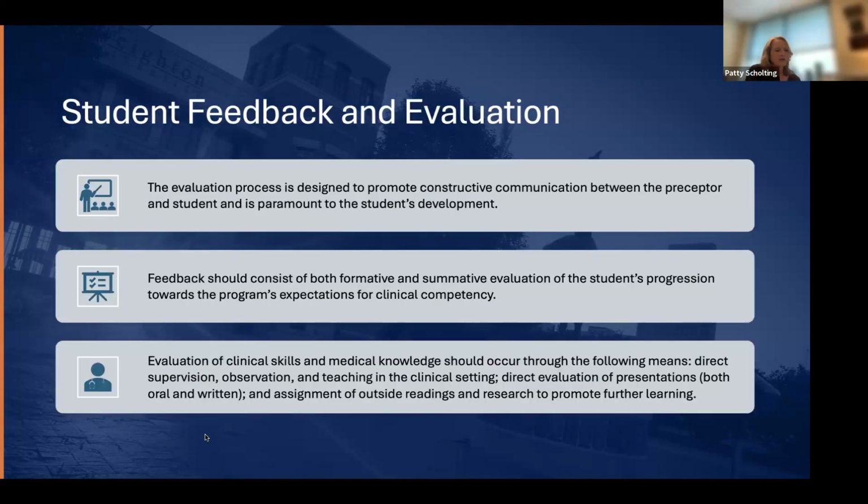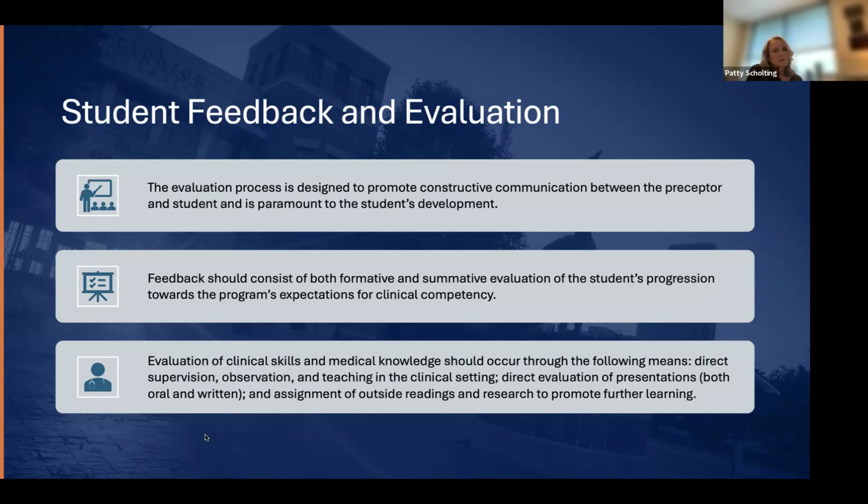Student feedback and evaluation. I think this was discussed at the last presentation, but I'll touch on it again because it's an important aspect of preceptor evaluation. The evaluation process is designed to promote constructive communication between the preceptor and the student, and it's paramount to the student's development. Unless we communicate with the student in regards to their strengths and their weaknesses, it's impossible for them to improve. So letting them know not only what they're not doing as well, but also what they're doing really well, so they can really work on those areas.